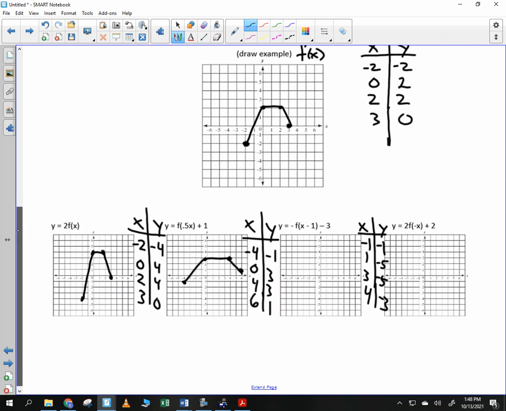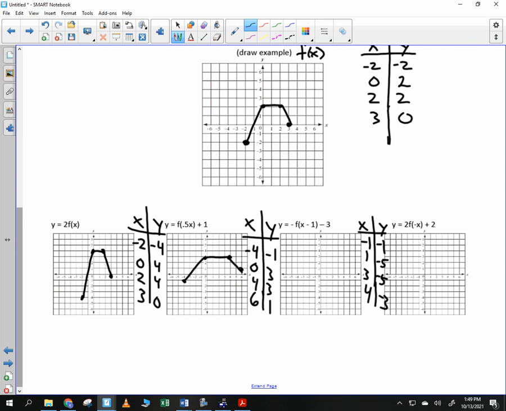So this one should look like it's flipped upside down, right? I'm going to sketch this, negative 1, negative 1. 1, negative 5.